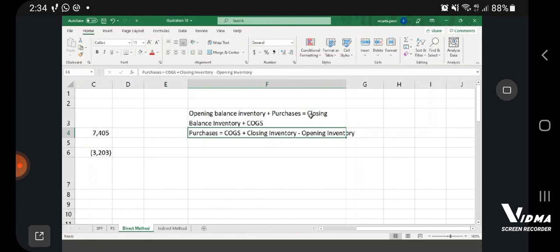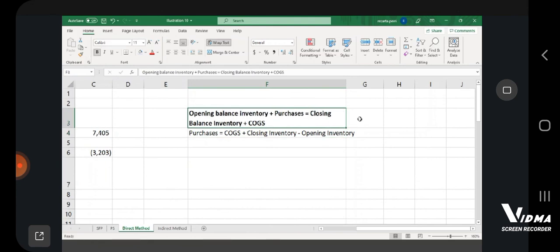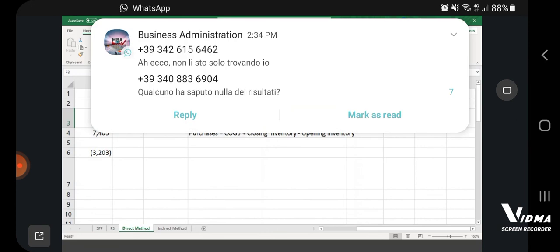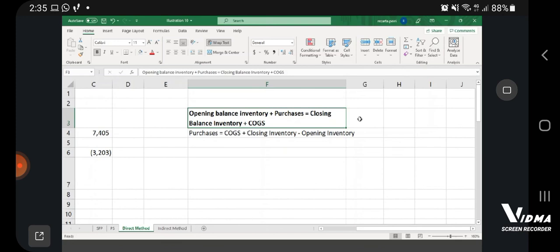Why? Because this is the inventory equation. Remember that, write that down. That is something very important in accounting. We use that for several purposes, in T accounts, accounting entries, and so on. And one of the uses is here in the cash flow statement, okay?